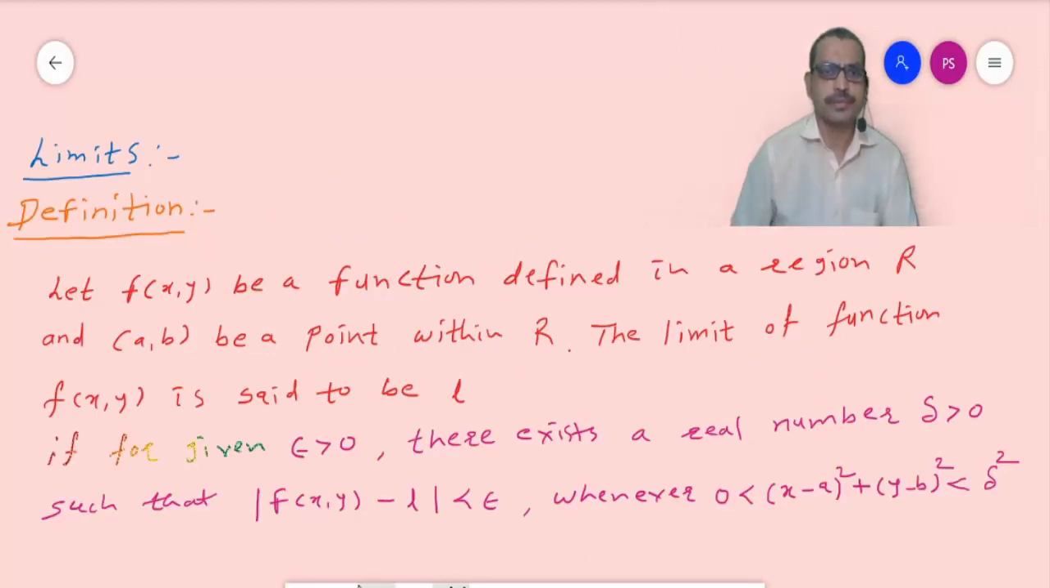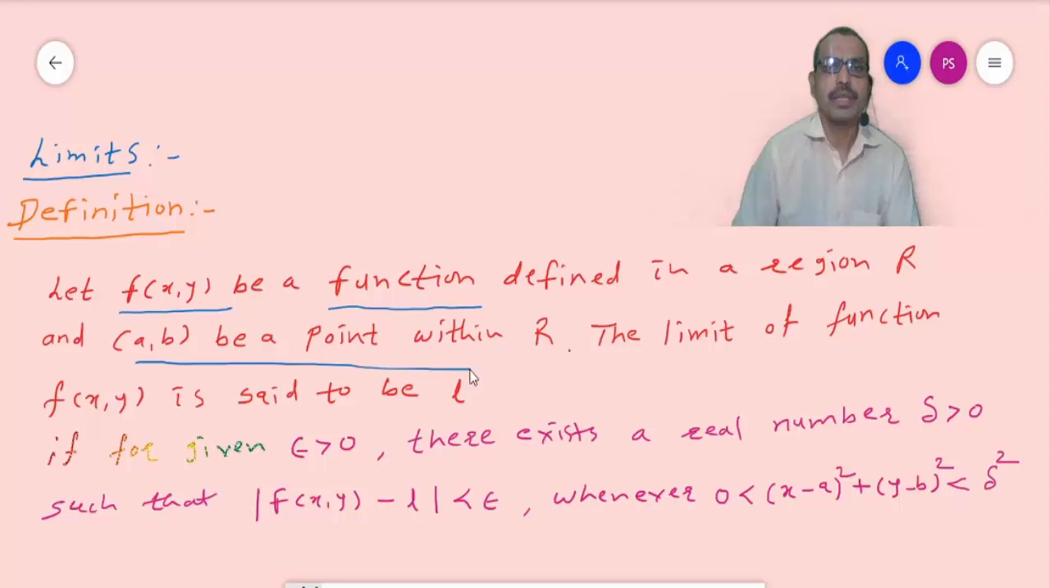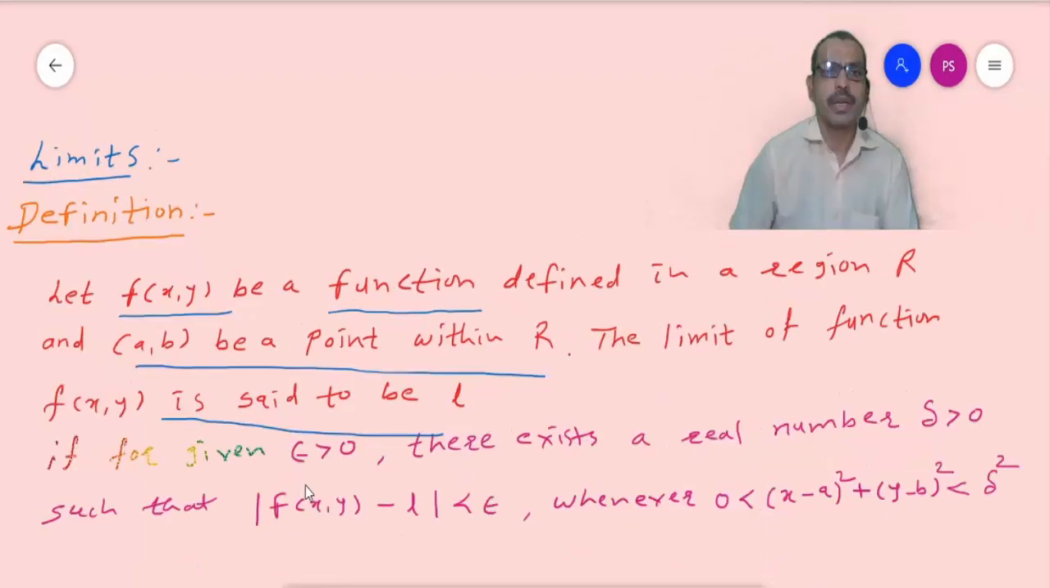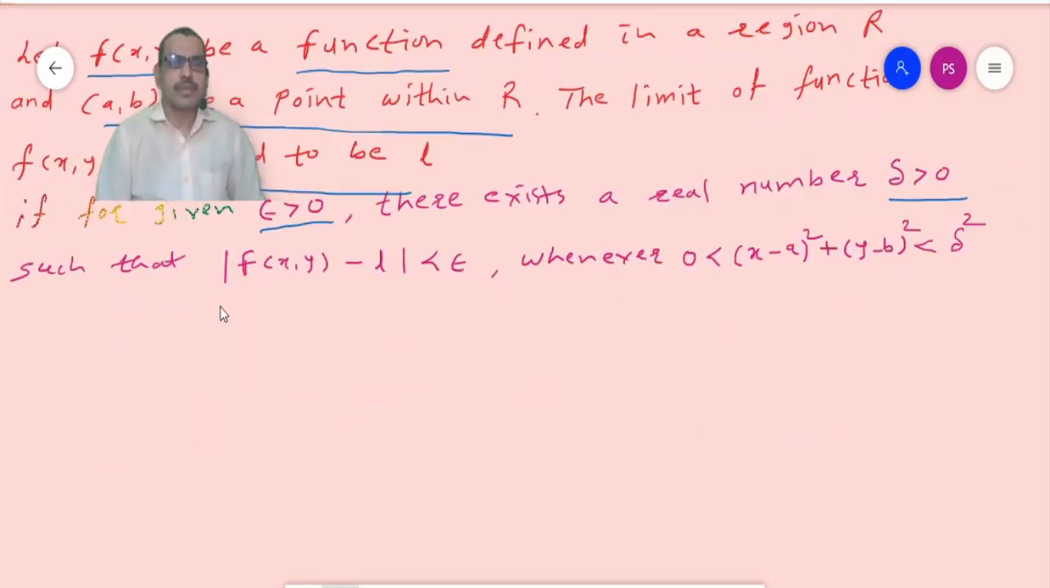In this definition, let f be a function defined in the region R and (a, b) be a point within R. The function f is said to have limit L as (x, y) tends to (a, b) if for given epsilon positive, there exists a real number delta greater than 0 such that mod f(x, y) minus L less than epsilon, whenever 0 less than (x minus a) square plus (y minus b) square is less than delta square.